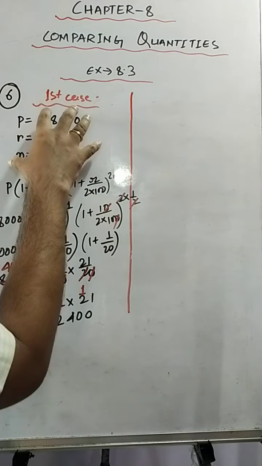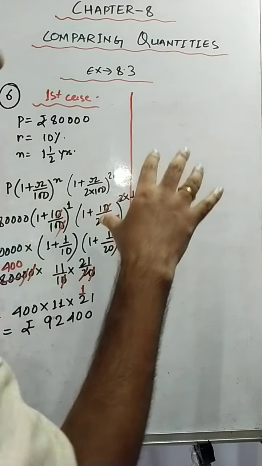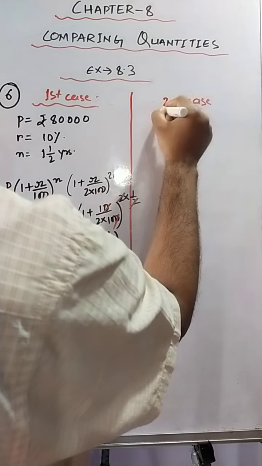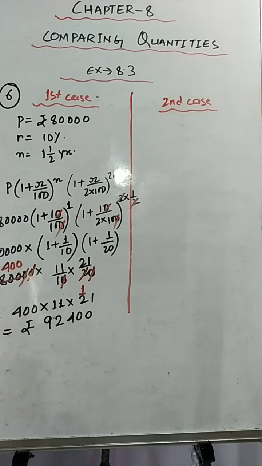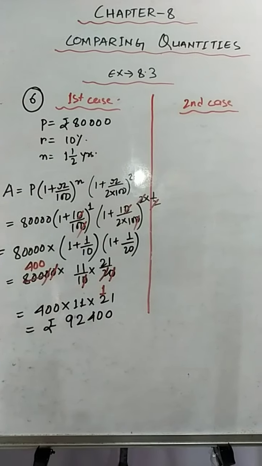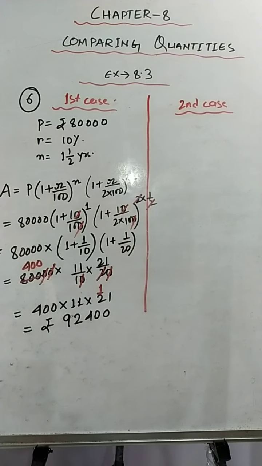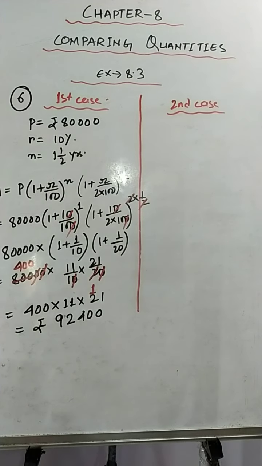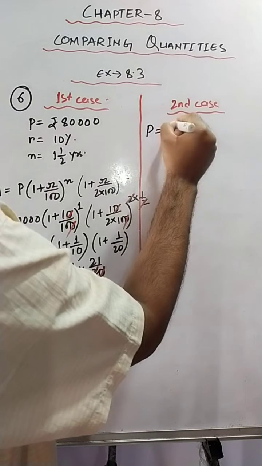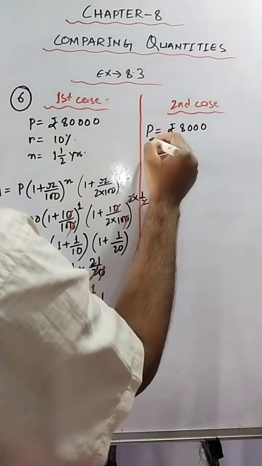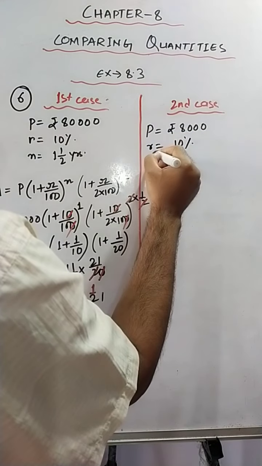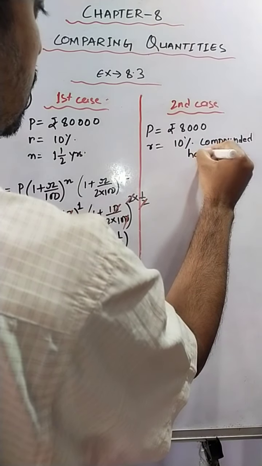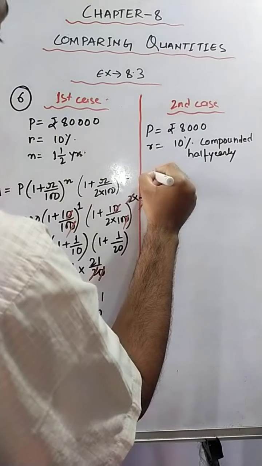Now this entire thing will be the same, but this time we have to calculate with the compounded half yearly formula, and we have to check what will be the amount. So, second case. Yes, I hope now it is okay, isn't it? Now principal would be what? Rupees 80,000 only. Rate would be what? 10%. Now this time compounded half yearly. And what is n then?